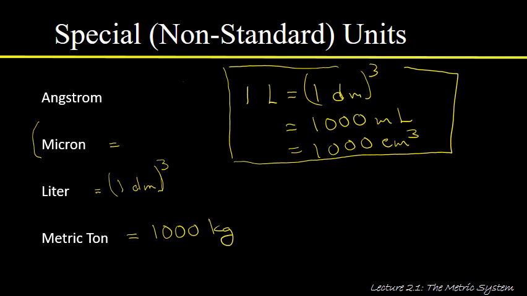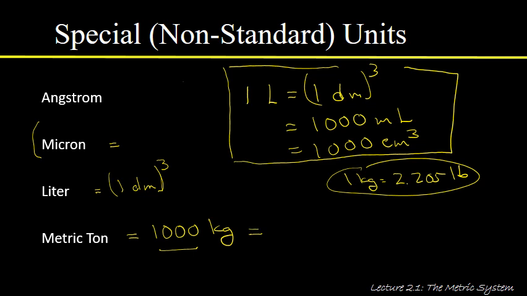And so, because 1 kilogram is 2.205 pounds, and again, we'll look at these conversions later. Because 1 kilogram is 2.205 pounds, that means 1 metric ton, or 1,000 kilograms, is equal to 2,205 pounds. And the reason it's called a metric ton is because this is very close to 1 US ton, which of course is 2,000 pounds.